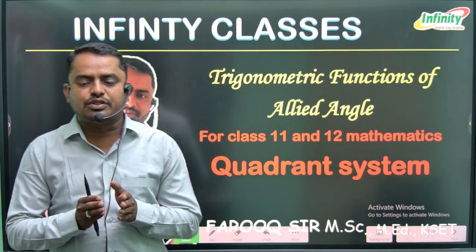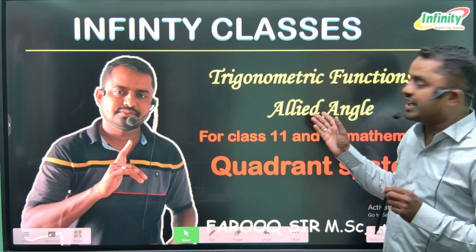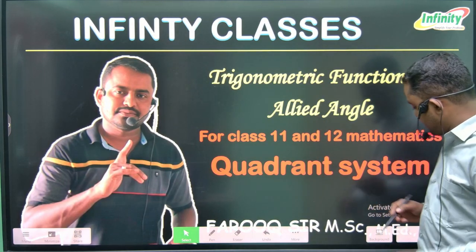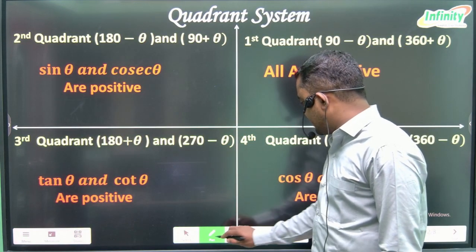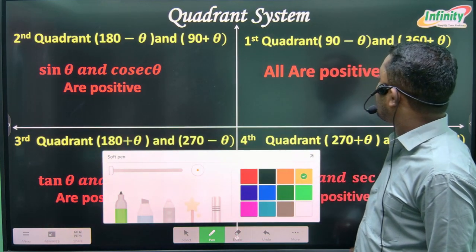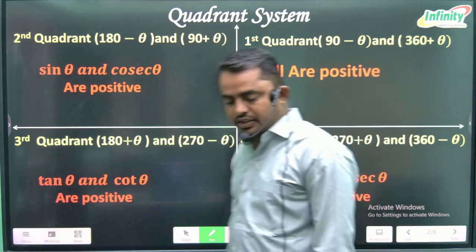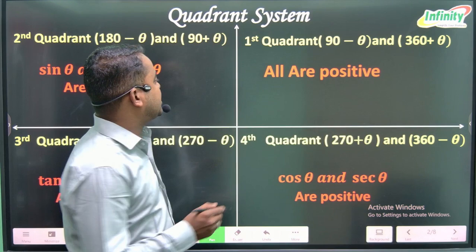So we are going to discuss in detail today this quadrant system, or allied angles, we can say. First of all, the quadrant system. In trigonometry we have 4 quadrant systems: first quadrant, second quadrant, third and fourth quadrant. 4 quadrants are there. So how to remember this one?